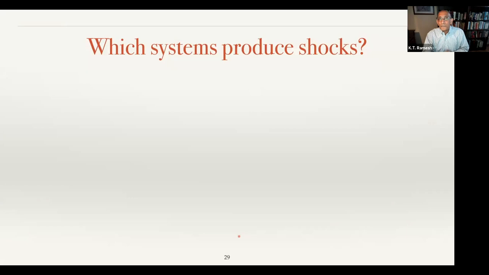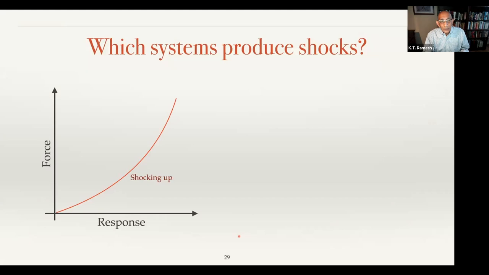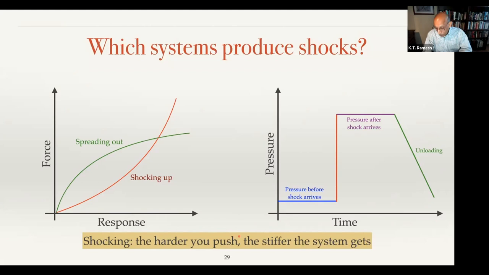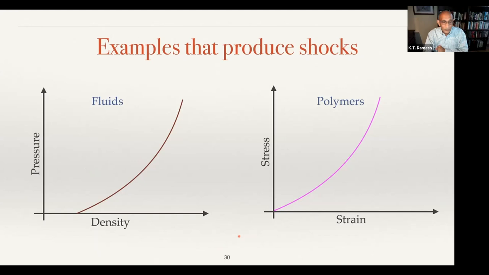All right, and finally, which systems produce shocks? So in general, if you look at the force as a function of the response, if you move along the red line versus the green line, the red line will cause a shock. So if things stiffen, the more you push, the harder you push, the more it resists you, that kind of a system develops a shock. All right, so stiffening systems are the ones that shock. And that tells you, if you want to design a system that will survive, you often want to go with a softening system. And these are just examples. You'll see them in fluids and in polymers and so forth, different kinds of response functions.